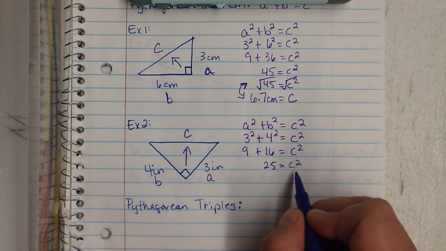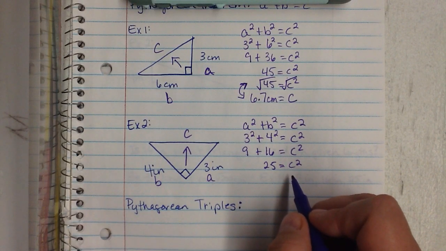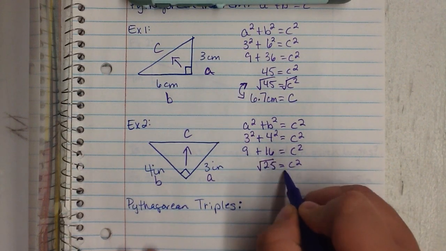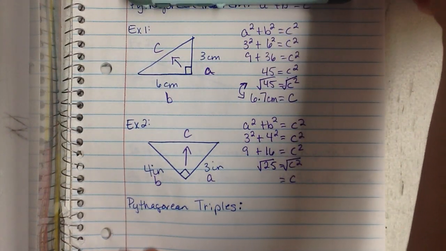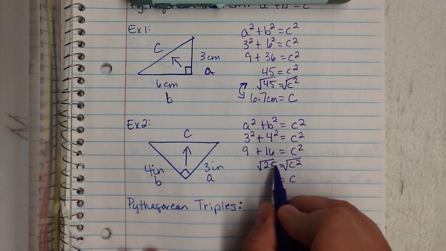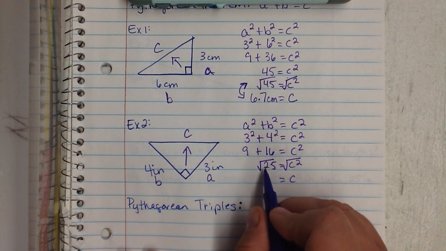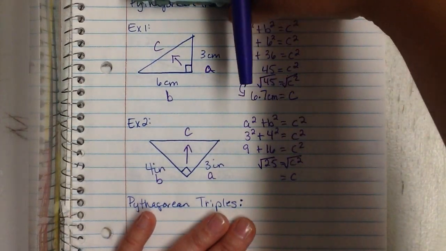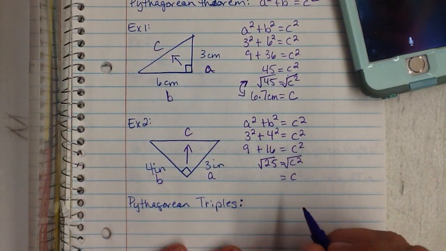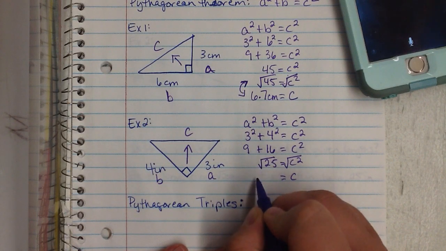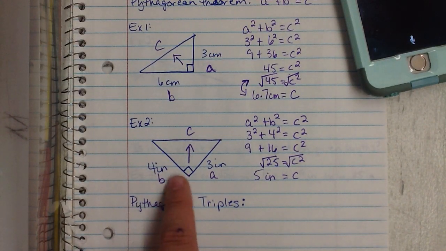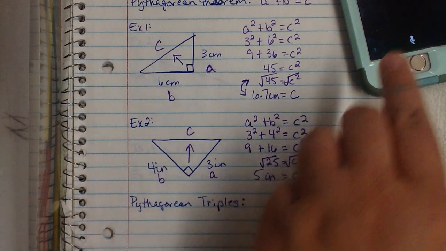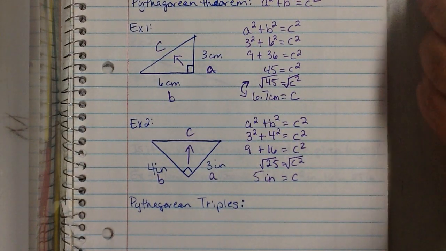Now, we haven't solved for C, we've solved for C squared. So the opposite of, or undoing, a square is taking the square root of both sides. So C equals the square root of 25. Really what the square root is asking you is what number times itself is 25. The answer is 5. And Siri just told us that the answer is 5. So the square root of 25 is 5 inches. Because these are whole numbers, we call them Pythagorean triples.